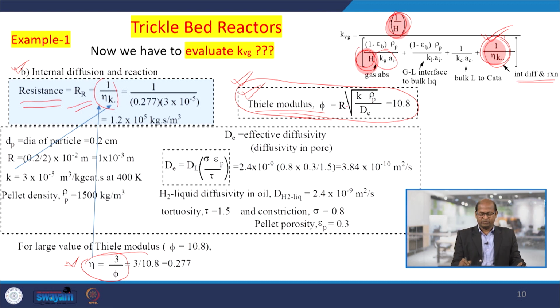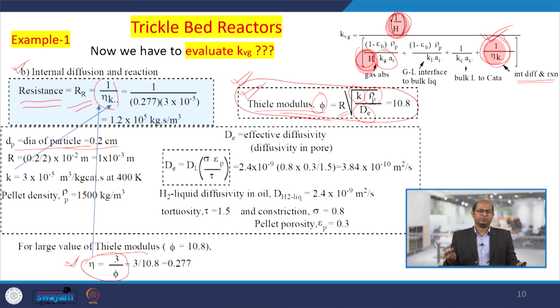So, here if we know the Thiele modulus phi, the R value, particle diameter, density of the particles, reaction rate constant, and effective diffusivity, then the Thiele modulus will come. Okay. So, for the Thiele modulus R value that is given, see here the particle diameter is given.